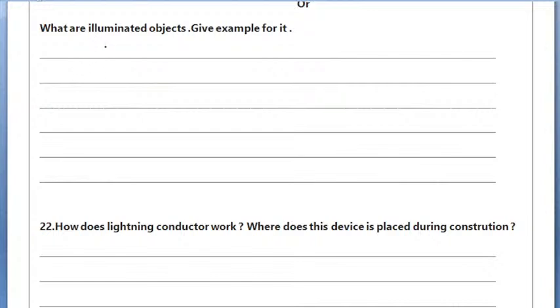What are illuminated objects? The objects which shine, okay?